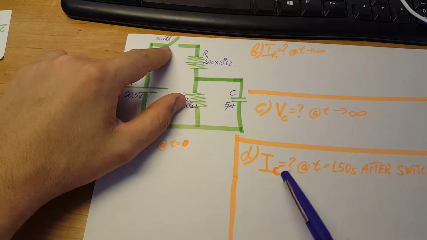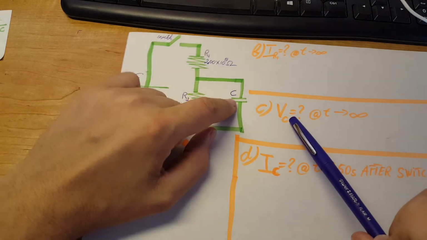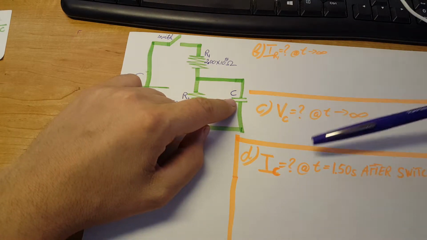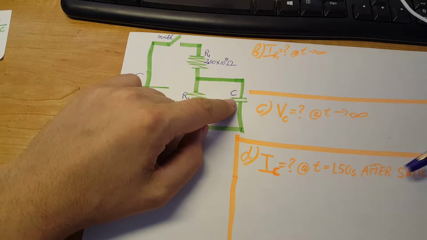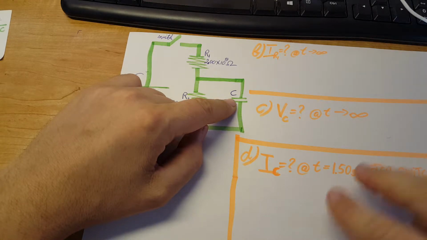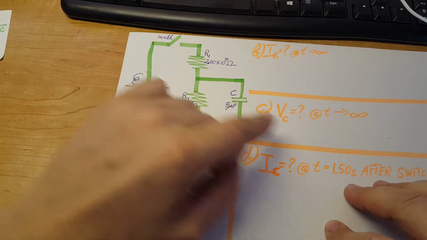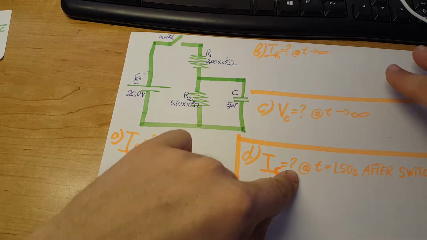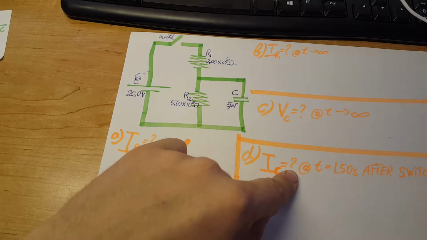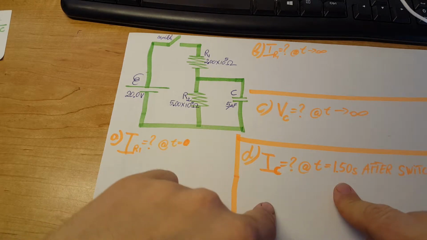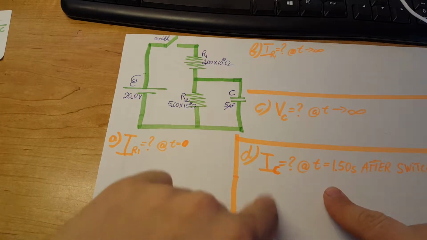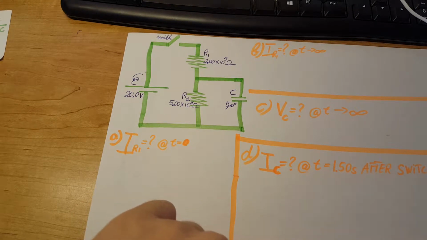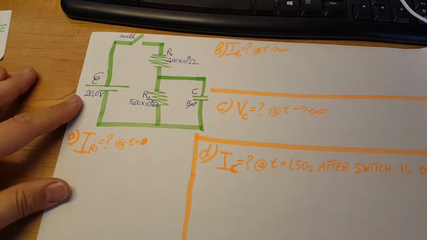And finally, the current through the capacitor at 1.5 seconds after we open the switch. So this process happens after these. We wait a long time and then the switch is opened, and we're gonna draw a new circuit and calculate the current after this time. Okay, let's get to it.